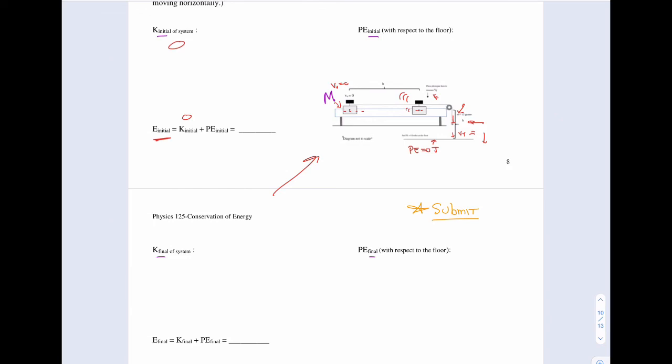So when you let go, if this is my system, and some books like to make a dotted line and call that the system, the initial energy of the system is all potential. This little hanging mass here has potential energy with respect to the ground. So all the energy is potential. When I let it go, glider's now moving with kinetic, and a little hanging mass has kinetic. So all of the potential energy due to the hanging mass went into kinetic energy for the glider and for the little hanging mass. So you should find that energy is conserved.